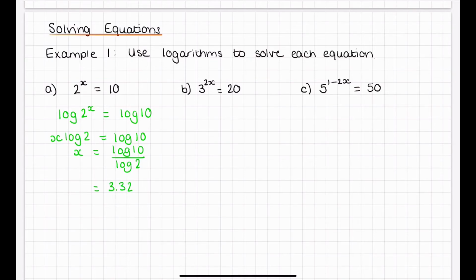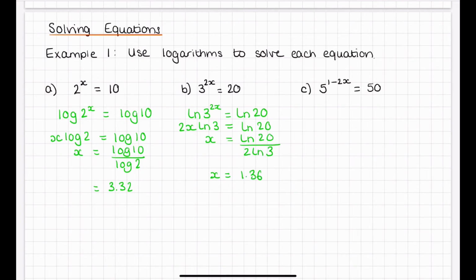B, 3 to the power of 2x equals 20. Once again, we want to take the log of both sides. Remember, you can take ln or log, it doesn't matter, so this one I'll use ln. Use either, you get the same answer. ln of 3 to the power of 2x equals ln of 20. Bring that 2x out the front. So we'll have 2x ln 3 equals ln 20, and then x will equal ln 20 over 2 ln 3. Put that in your calculator and x will equal 1.36.